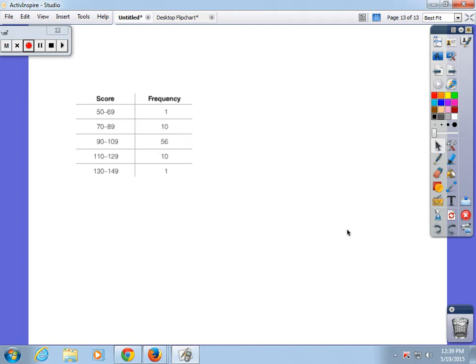Okay, there's our frequency distribution. Now, bring it down a little bit, Dennis, so I can write. Yeah, hit the subtraction button. There we go. All right. So I want to do the relative frequency and the cumulative frequency.